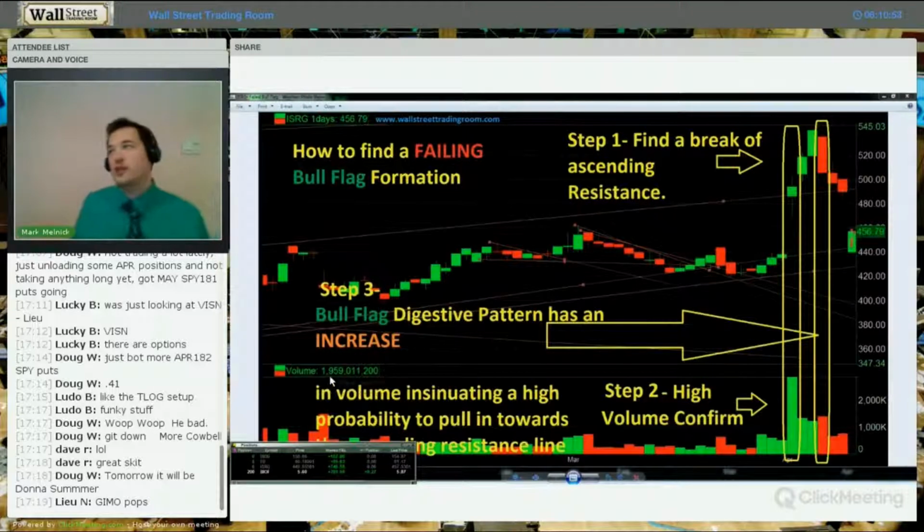This one, where we try to define what's going on here and how to find the failing bull flag formations. You know, we've been in this type of market where every time you see a bull flag, even though some failed, most of them worked. You're in a position now where a lot of things can go wrong with these bull flag formations, especially in a market like this.